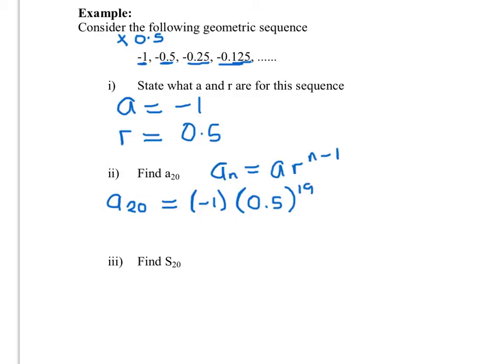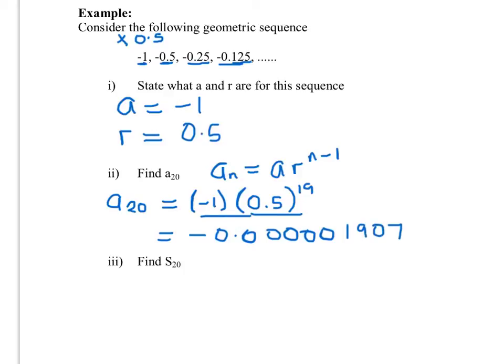Now if you take out your calculator and work out 0.5 to the power of 19, it's going to be a very small number, right? And then if you multiply it by minus 1, it just gives it as a negative value. So you're going to end up with minus 0. I'm just going to write it in its decimal form. 1, 2, 3, 4, 5. There's 5 zeros there. And then the number comes to be 1907.